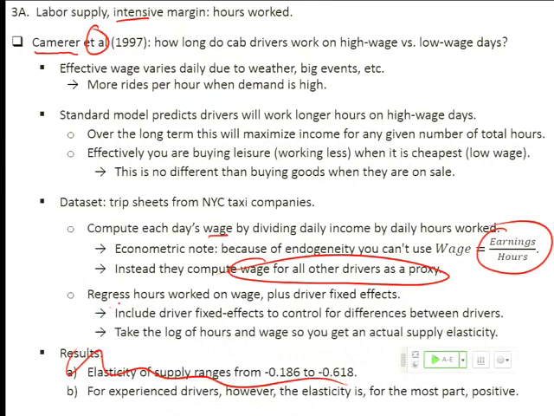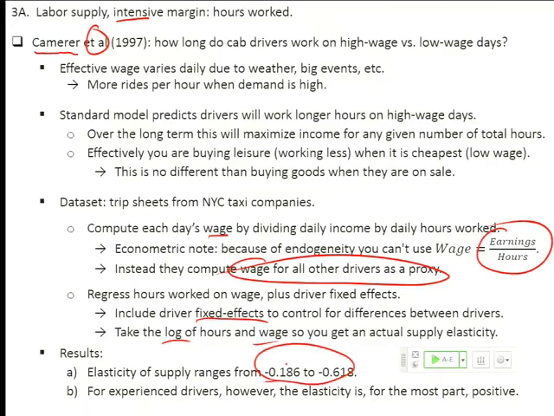And then what you do is you run this regression, and you include driver fixed effects, for those of you who know what that means, to control for differences between drivers. So basically, they're saying, look, I'm going to run this regression in such a way that I'm only looking at differences within individual drivers. So they're actually estimating not an aggregate supply curve, but the average individual supply curve, which is a very different thing. And then, I'm not going to go into this, but you take the log of hours and wage so you get an actual supply elasticity instead of just the slope of the line. You'll see all that in the paper. It's an extremely well-conducted study and a very famous one.